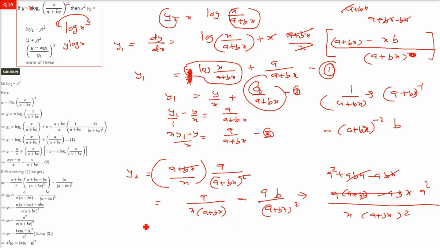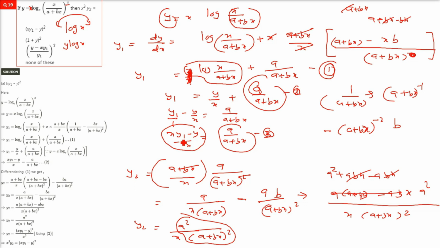So what do we get here? We get y2 is equal to a square by x into (a plus bx) whole square. Now if you remember, a by (a plus bx) whole square is (x y1 minus y) by x. I told you that this is going to reappear. We actually did certain things to make it appear. So a by (a plus bx) can be replaced by (x y1 minus y) by x. Since it is square, we are replacing it by square.